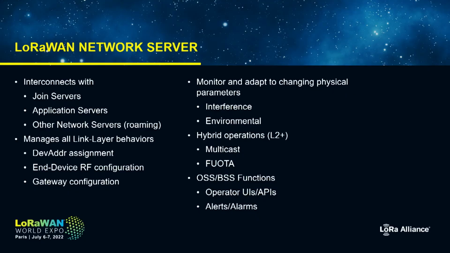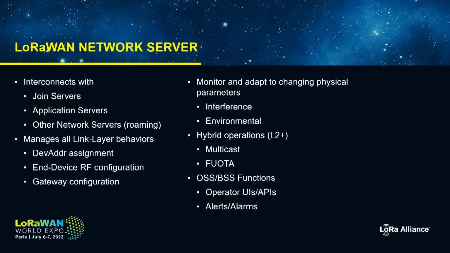So just a quick recap of the network server's functionality. The network server is the interconnect between the join server, which Ramez just talked about, the application server, which we talked about at the end, and other network servers, potentially for those roaming use cases. It manages all of the link layer configurations and actions associated with the end devices. It assigns the device address to those devices. So in the LoRaWAN architecture, in a sense, the DevAddr is like the IP address that you get assigned to your Ethernet card. The end device RF configuration is part of that as well, and usually the majority of the gateway configuration, at least as it's related to the functioning of LoRaWAN on that gateway.